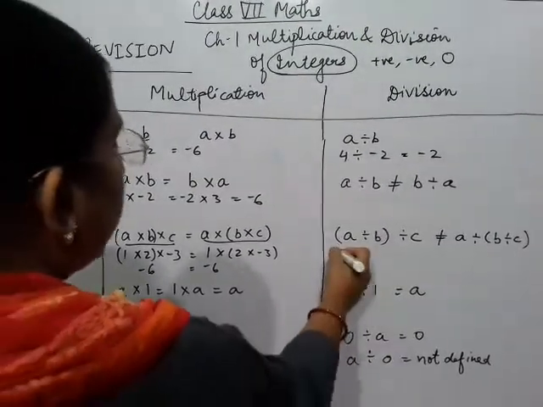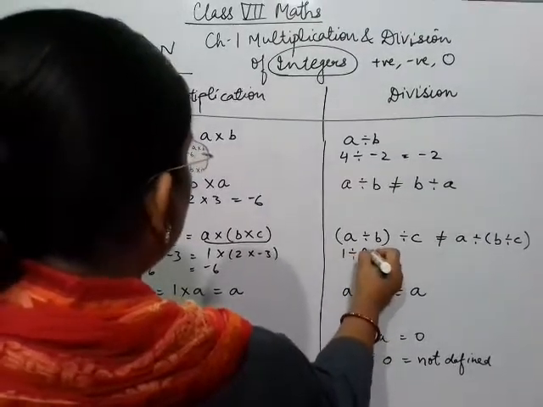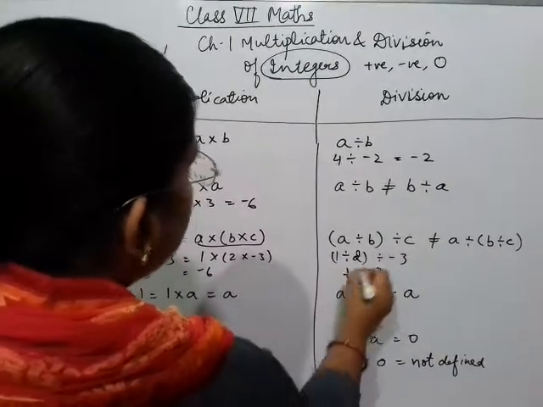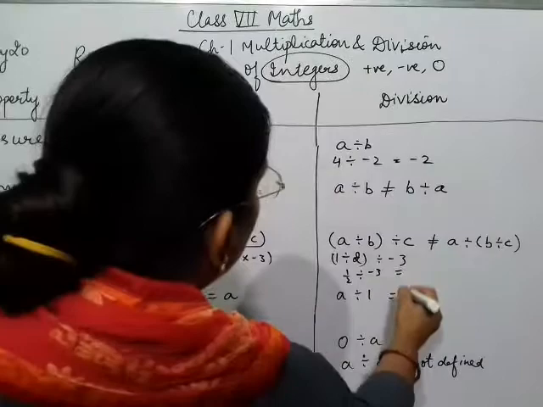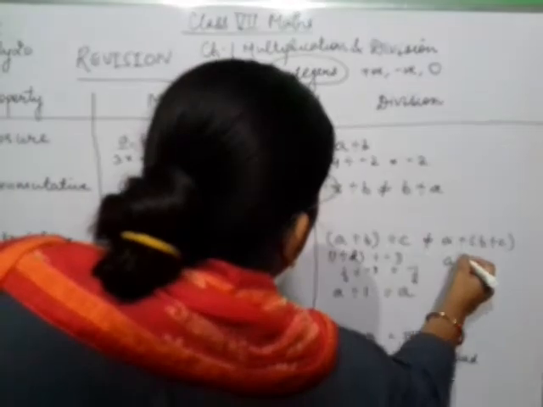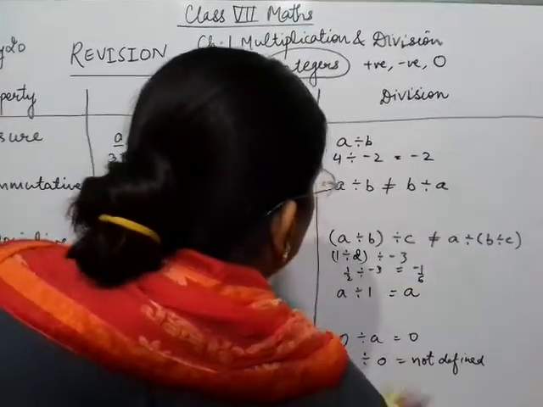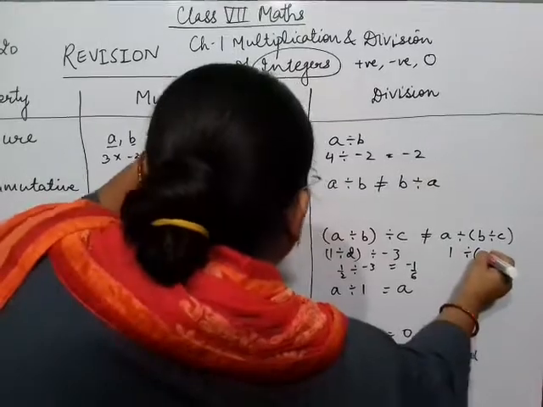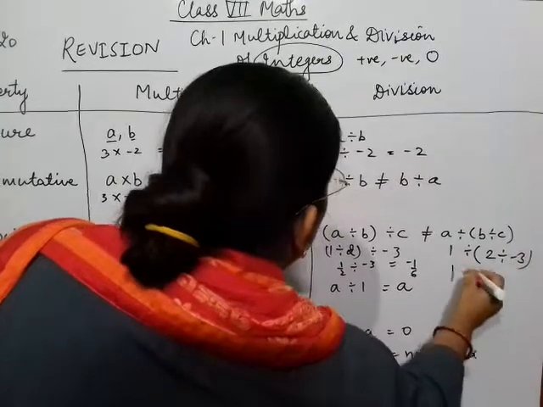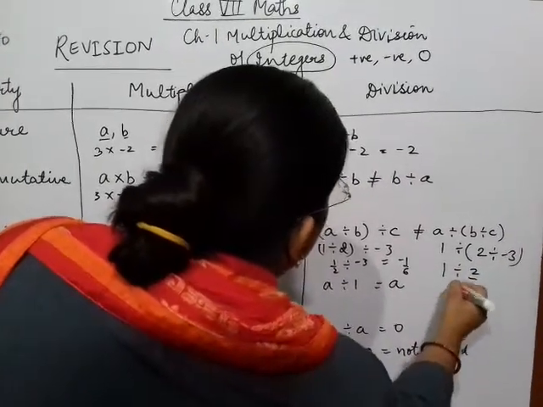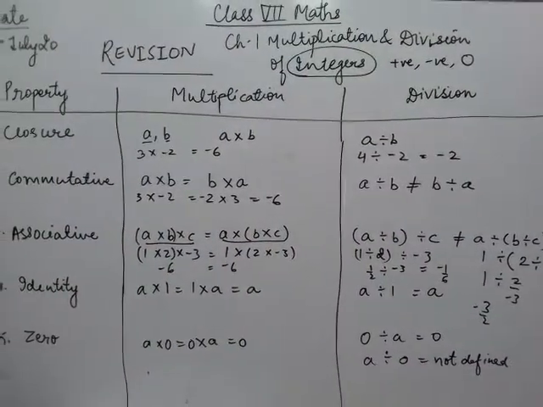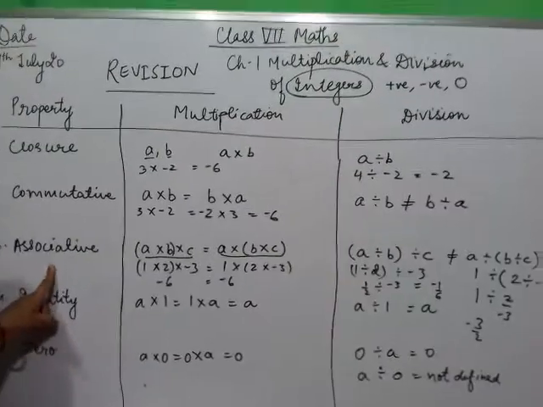It is not true. Like 1 is divided by 2, then divided by minus 3. 1 divided by 2 is 1 by 2, divided by minus 3, so we get minus 1 by 6. Okay, and in this case a divided by a is what? 1. So keep it like 1 divided by 2 divided by minus 3. So the answer will be 1 divided by 2 by minus 3, then the result is minus 3 by 2. Okay. So it is not true for the associative property in division.